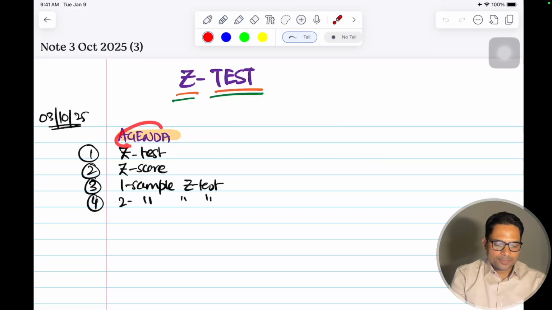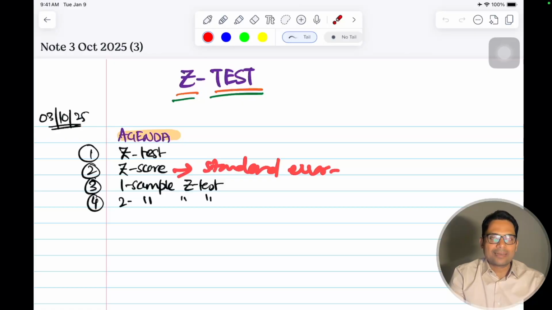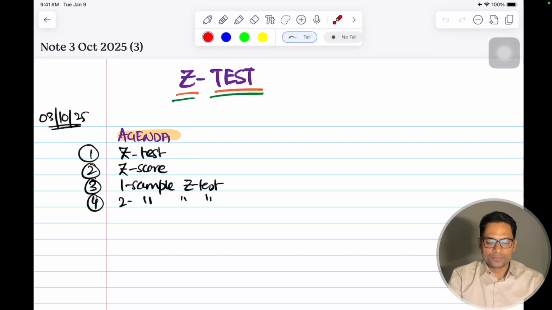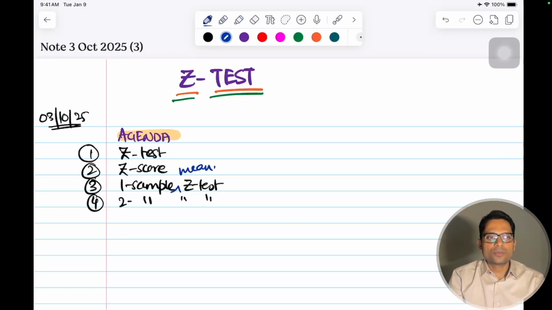So let's set up the agenda. We'll discuss the z-test. Within that, we'll understand what a z-score is. Then we'll do a quick revision of standard error. I have discussed standard error at length in my CLT, or central limit theorem, video. I'll put a link to that video in the description. And then we'll discuss the one sample z-test and the two sample z-test. Both of them, one sample or two sample, are mean tests. Okay, let's go one by one.